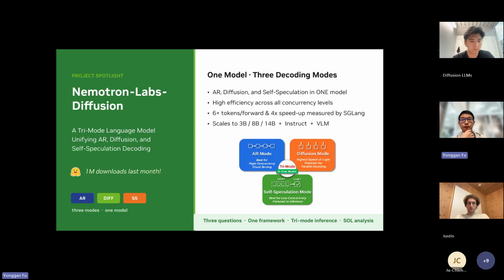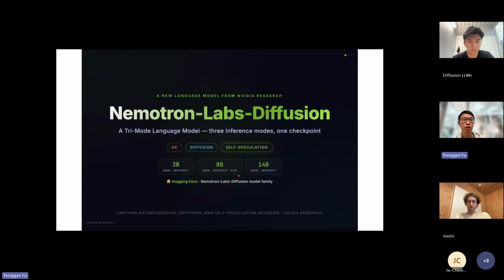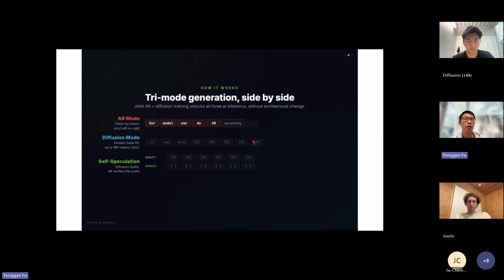And yeah, we actually released our model on Hugging Face with the tech report, and it has already received 1 million downloads in the past months. And before going to the detail, maybe this GIF is a better illustration of our model. So basically, we released the 3 billion, 8 billion, and 14 billion model variants, including instruct and base models and vision language models. And this model can do 3 modes.